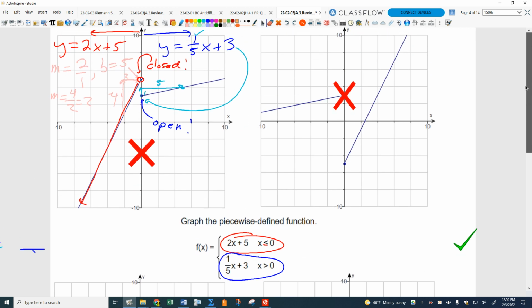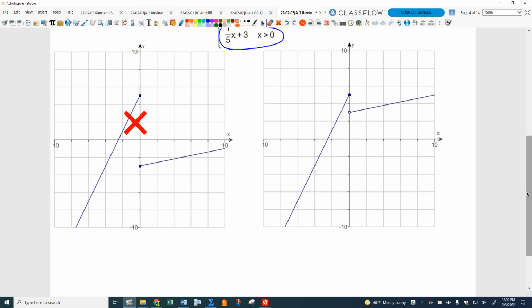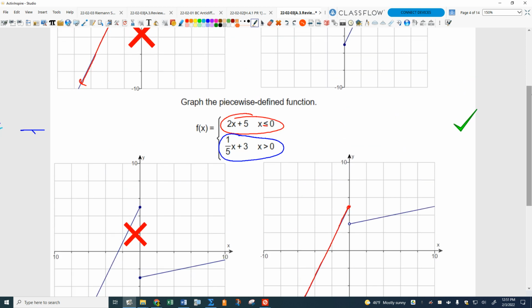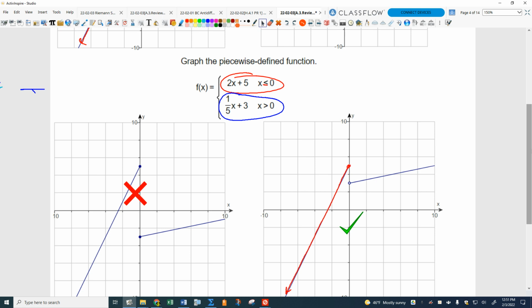It's the same shape as the first one, but this time we had the correct endpoints. We've got a closed endpoint there. And we've got an open endpoint there where it's supposed to be on the second piece, right? So that's it. There's our winner. Okay, give me 1 to 5 on that. How we doing? Good? Okay, all right.